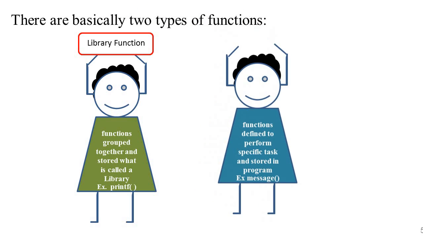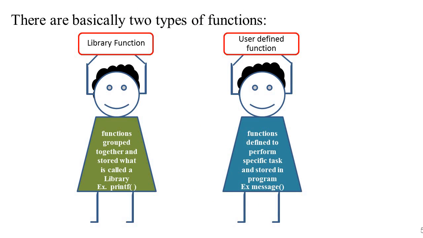And the other one is user defined function. These are functions defined to perform a specific task and stored in the program, for example message. So this function that is user defined is as per the requirement of the user. So this is user defined function, and the others are library functions.